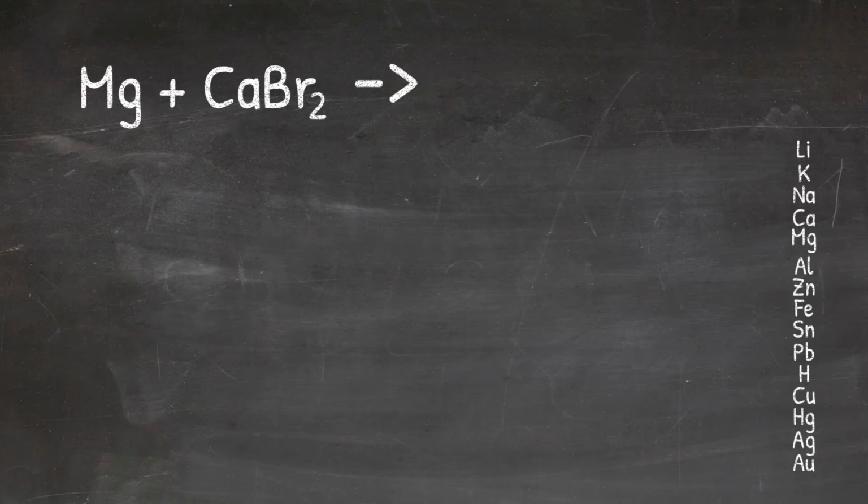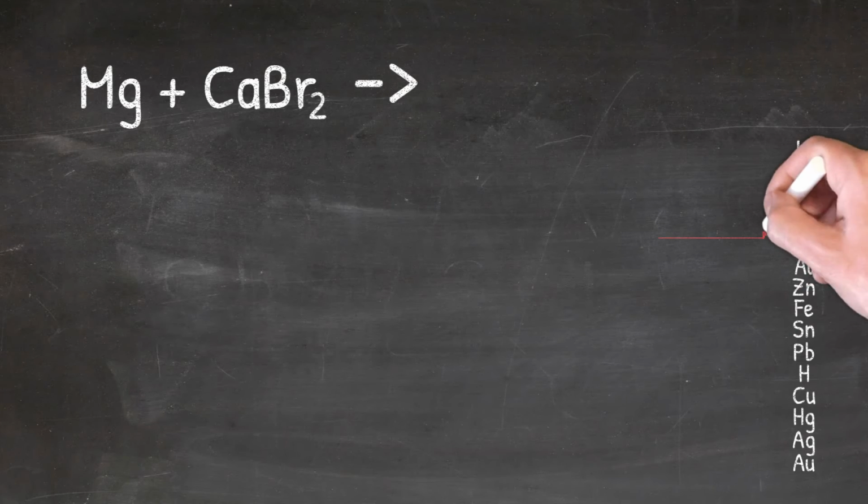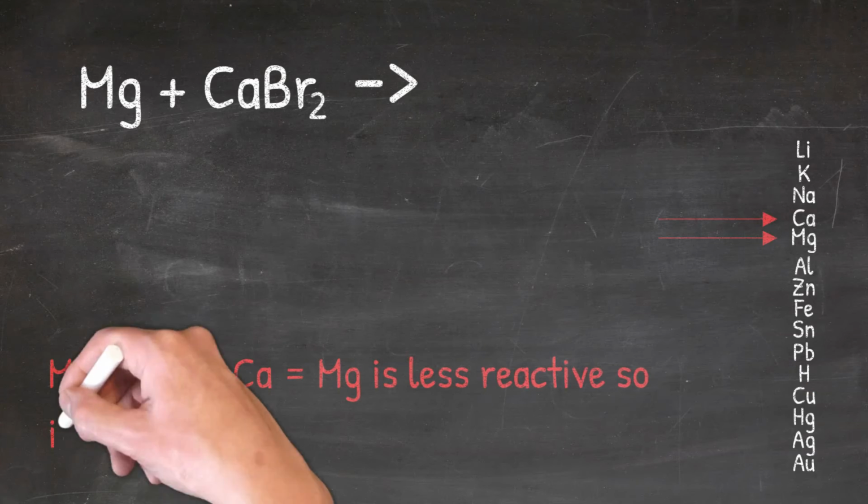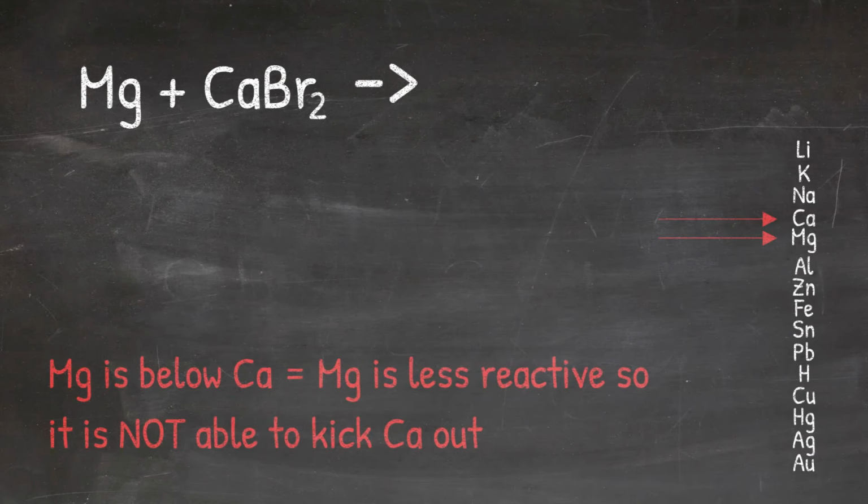Mg is the element and it is a metal, so I'm going to compare it to the metal in the compound, which is Ca. I look at my activity series and I can see that Mg is below Ca. This means that Mg is less reactive than Ca, so it is not able to kick Ca out. This means that nothing is going to happen. If Mg cannot replace Ca, that means Ca is going to stay bonded to Br. So what we do is we just put NR, which means no reaction. So if I were to mix magnesium and CaBr2, nothing is going to happen.